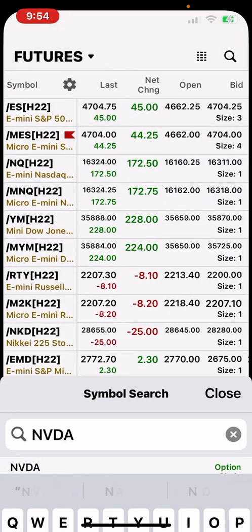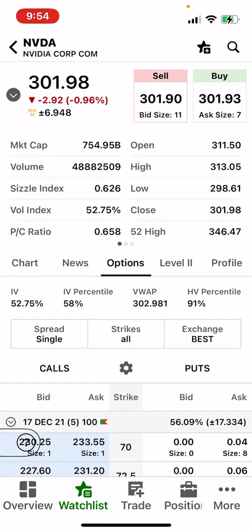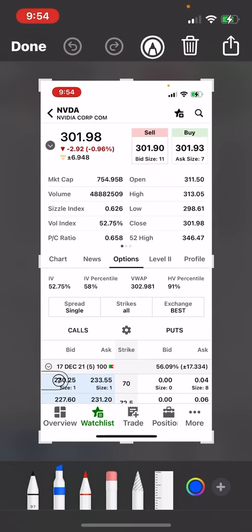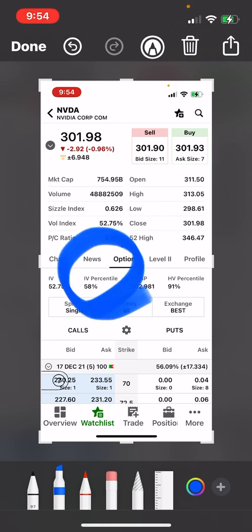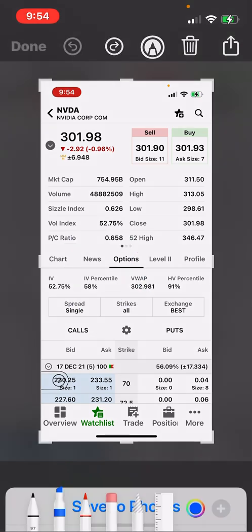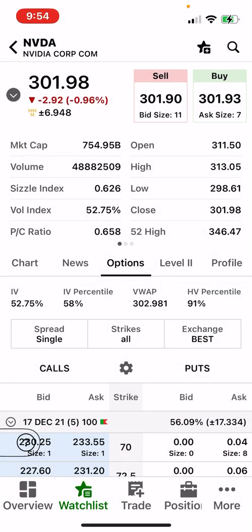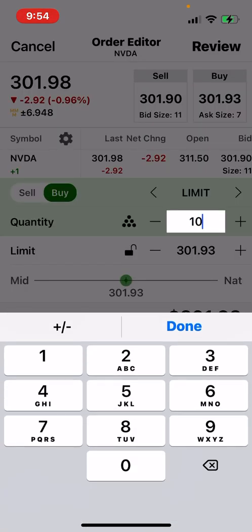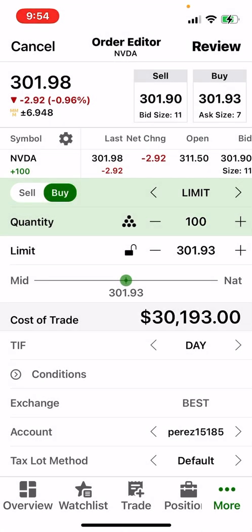So to purchase, let's take a look at the IV rank. IV rank here is 58, so it is good. So let's say you wanted to buy 100 shares of Nvidia, you're looking at about $30,000. The average Joe can't really do that. This is a rich man's game.